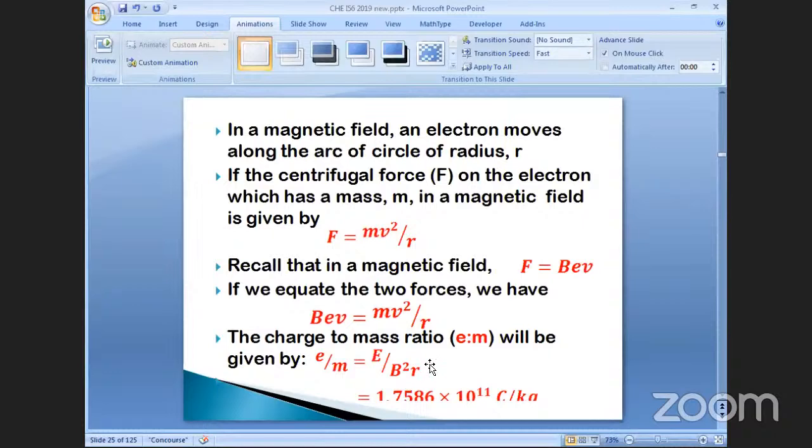And remember, we can measure both the electric field strength and the magnetic field strength, and we can determine the radius r of the arc, which is usually constant, and then we can have a value for the charge to mass ratio of an electron. The charge to mass ratio of an electron is given by 1.7586 times 10 raised to power 11 coulombs per kilogram.